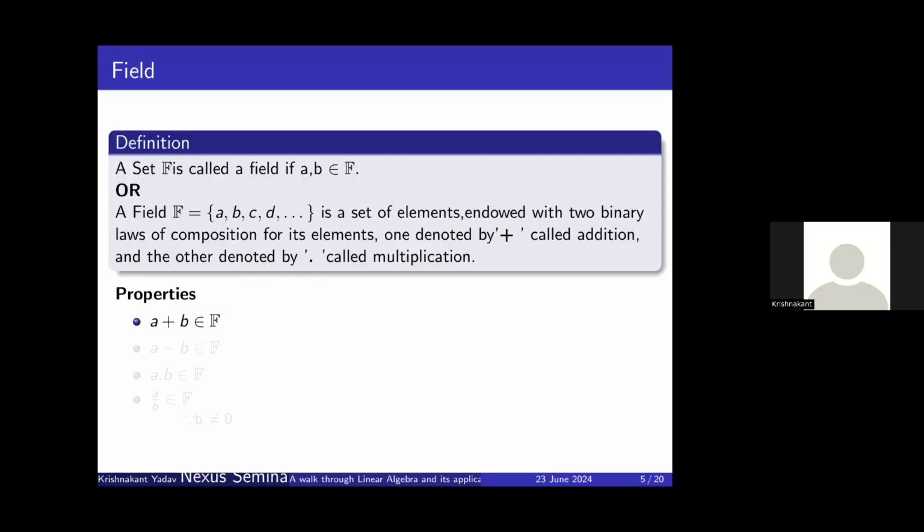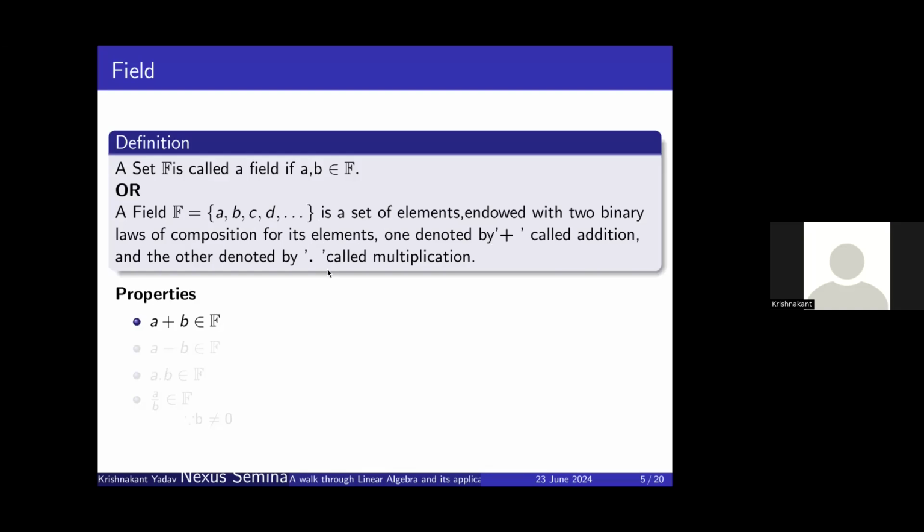So, let's introduce the field. What is a field? A set F is called a field if it contains elements such as A, B, C, D, and other elements endowed with two laws of composition of its elements. What are the two laws? The first is denoted by addition, and the second is denoted by dot, which is called scalar multiplication.